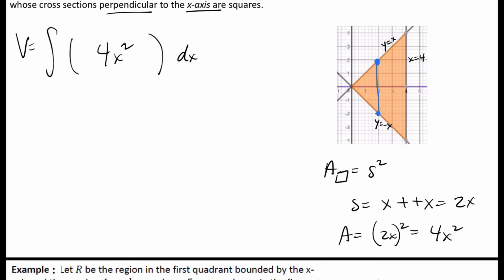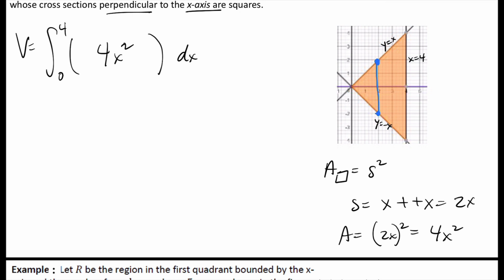Okay, that's the first thing. The second thing, bounds. Well, it's dx. So dx's bounds go from the left side of the orange stuff to the right side of the orange stuff. So right here to right here. That's 0 to 4.